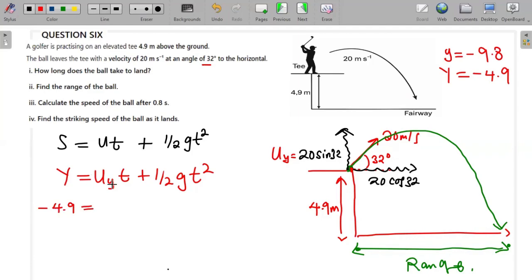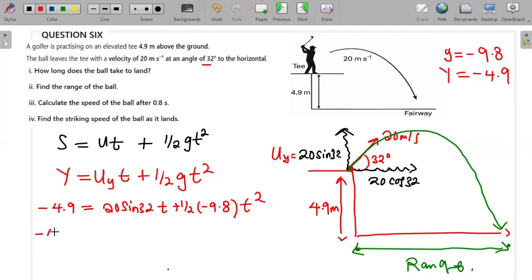Then my uy, it's this guy. So that will be 20 sine 32, multiplied by the t that we don't know. And then this will be plus half. The g is minus 9.8 because initially the motion is opposing gravitational acceleration. And then t squared, I don't know it.